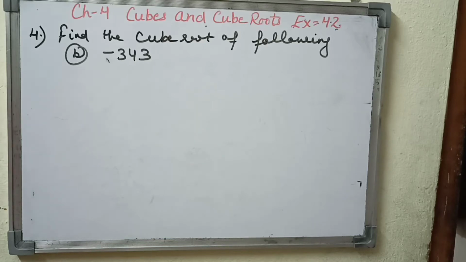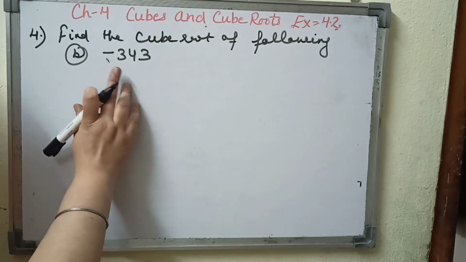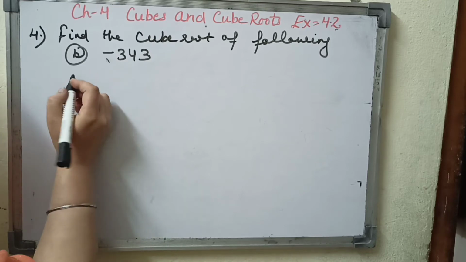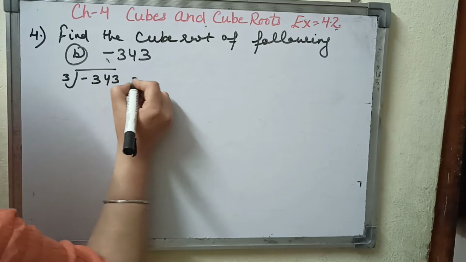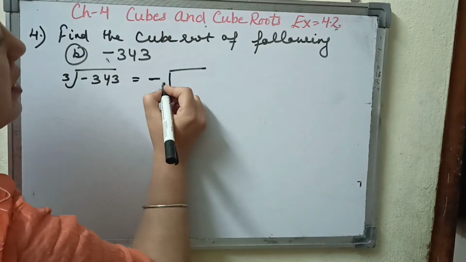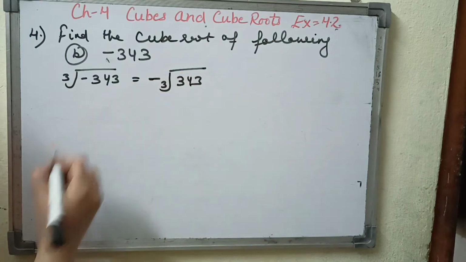The fourth sum is: find the cube root of the following. Now the number is negative. And in the starting I already told you the cube root of a negative number is always negative. So I find now the cube root of minus 343, and it equals minus the cube root of 343. You take minus outside this cube root.